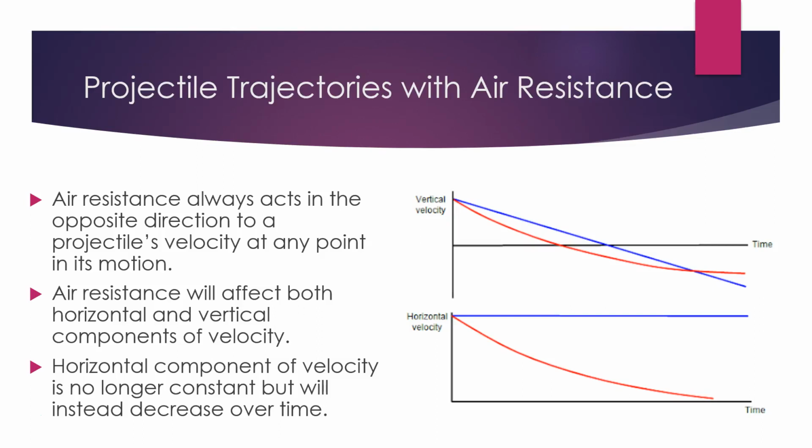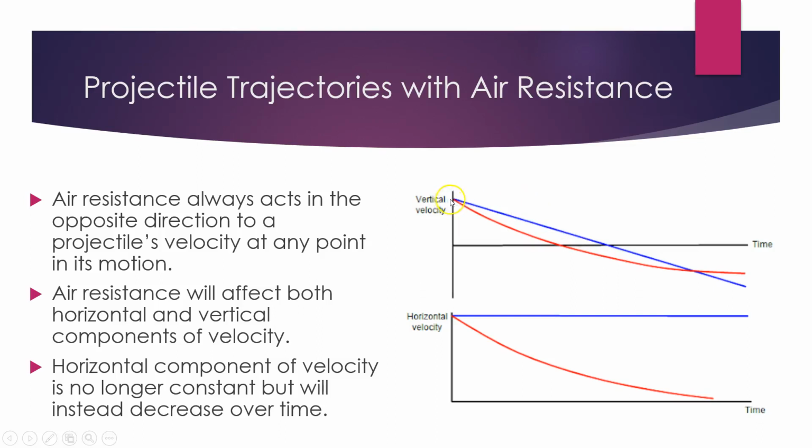So we can see it summarized in these two graphs on the side here. For these two graphs, the blue line represents what would happen in the absence of air resistance, and the red line is an indication of what would happen if we did include air resistance. So we'll start with the top one. The top one represents the vertical velocity. The blue line represents what would happen to the vertical velocity in the absence of air resistance. Now this would be a univeral projection we're looking at here.